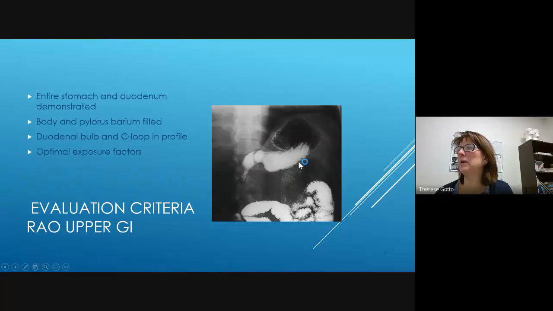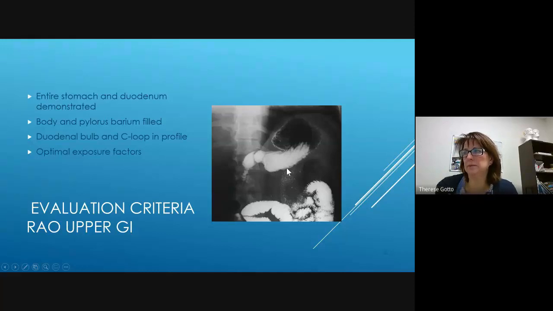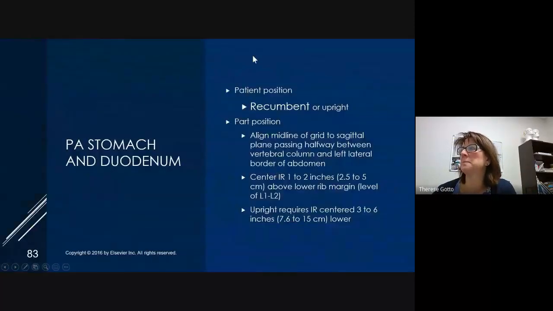So remember, barium is heavier than air. So the body of the stomach is inferior to the fundus, to the air. So they are in the prone position. They're in an RAO position. Then the PA. They can be recumbent or upright for all of these, you guys, on the fluoro table. Any questions so far?